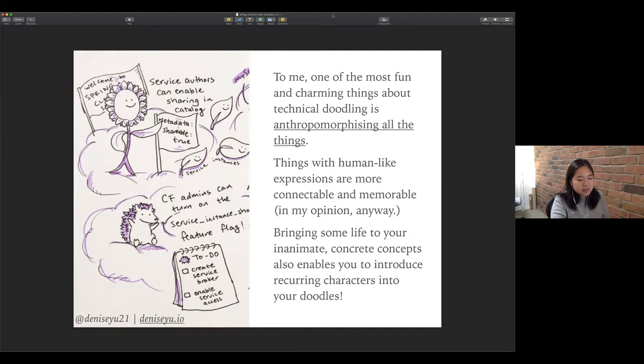So one of the most fun things, and the reason why we spent so long on characters in the beginning of this, is because of this section. To me, one of the most fun and distinctive and rewarding things about using art to talk about technical concepts is that if you anthropomorphize all the things, it makes it possible for people to connect with the story and hook into the story in a way that's not possible with just documentation.